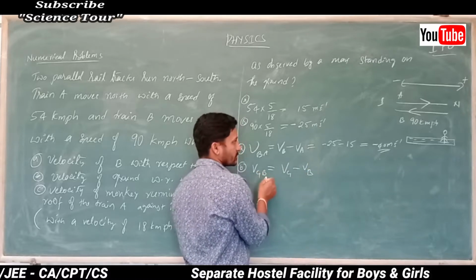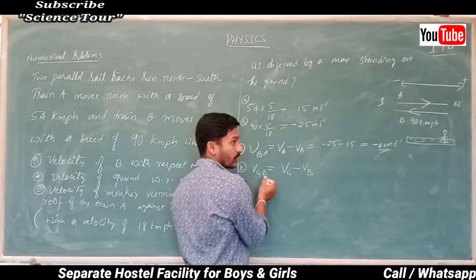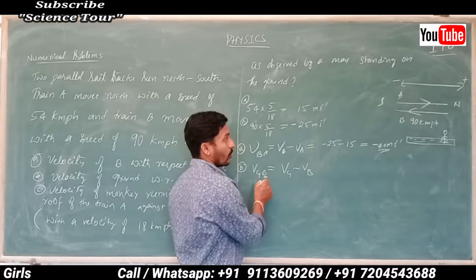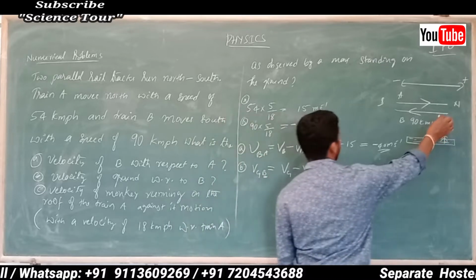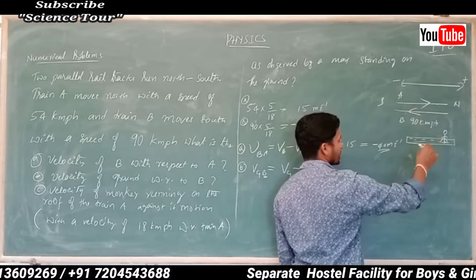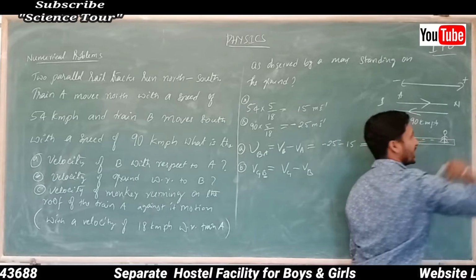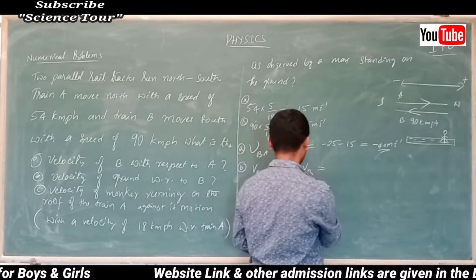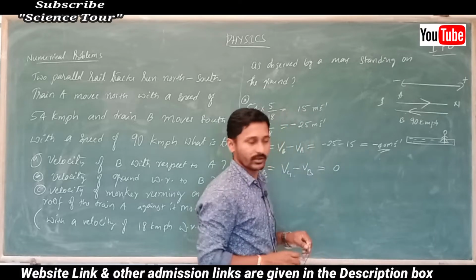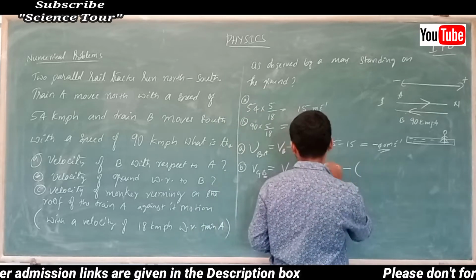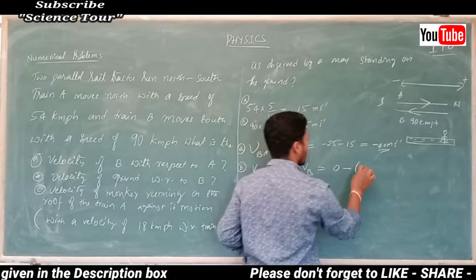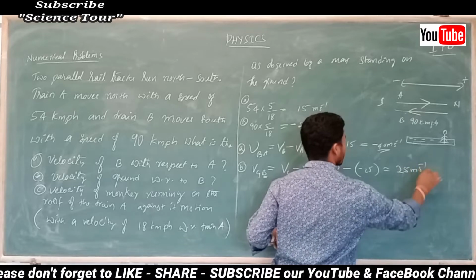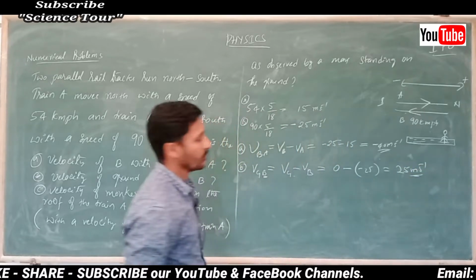Velocity of ground with respect to B means you are traveling in train B and you are looking at the ground. What does it seem? If you look at the ground from train B, it seems that the ground is moving in the opposite direction. So the velocity of the ground will be 0 minus minus 25, which is equal to 25 meter per second.